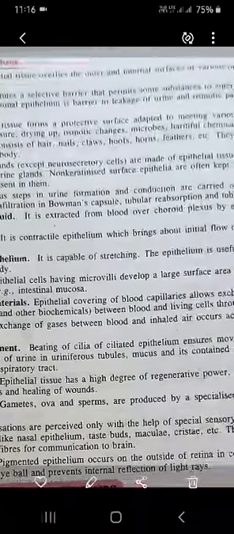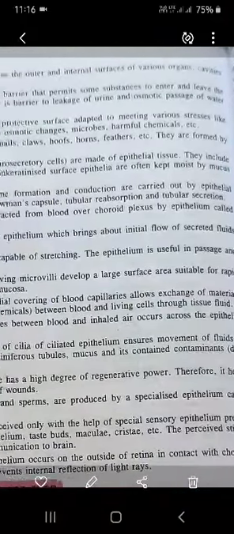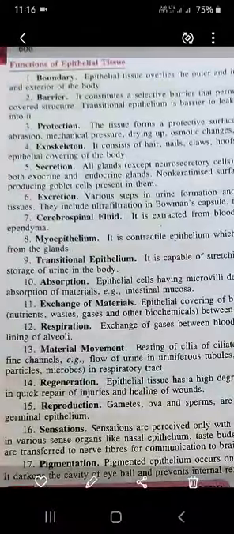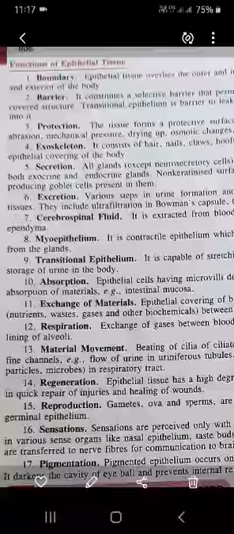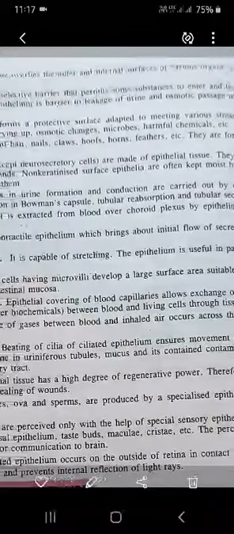Sensations are perceived only with the help of special sensory epithelium present in the various sense organs like nasal epithelium, taste buds, etc. And the last one is pigmentation. Pigmented epithelium occurs in the retina in contact with the choroid. It darkens the cavity of the eyeball and prevents internal reflection of light rays. So it also helps in pigmentation.